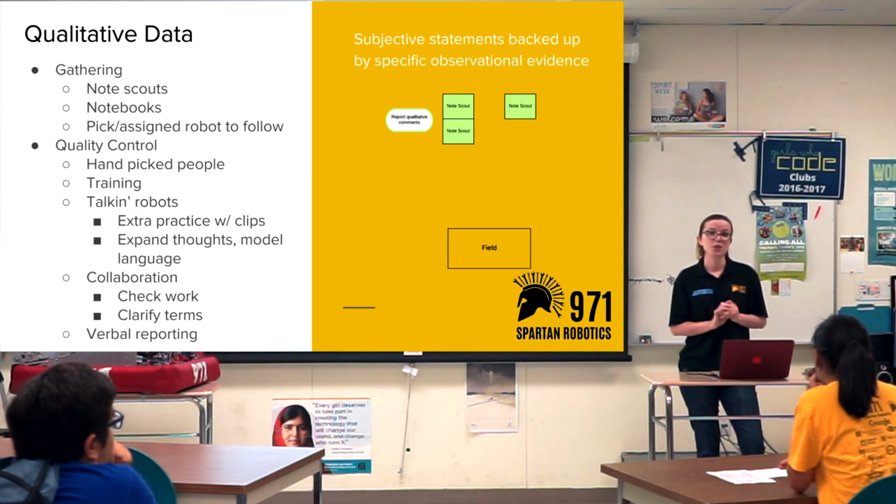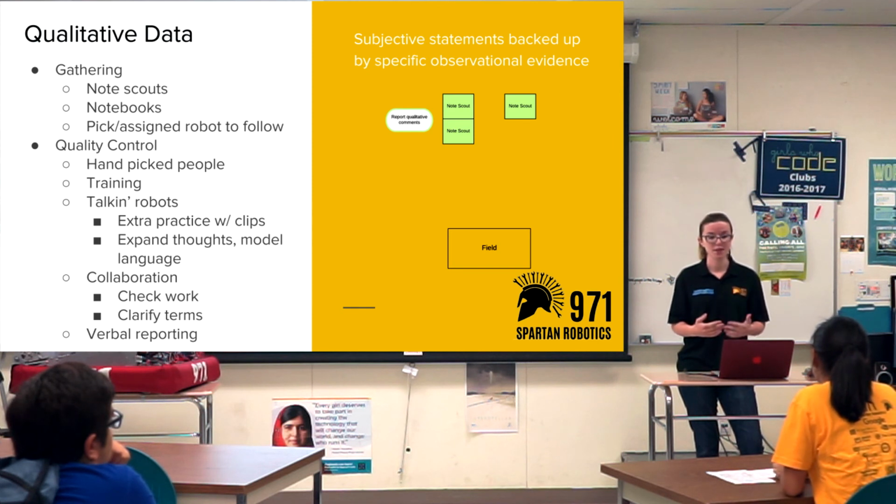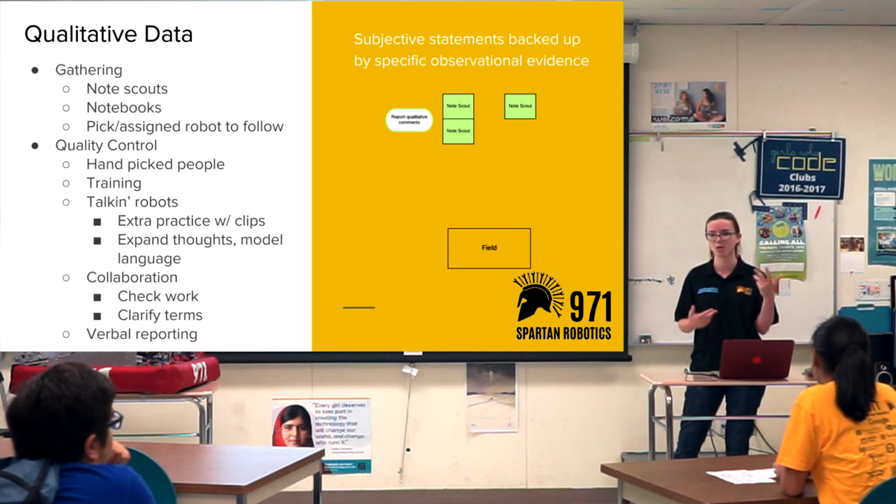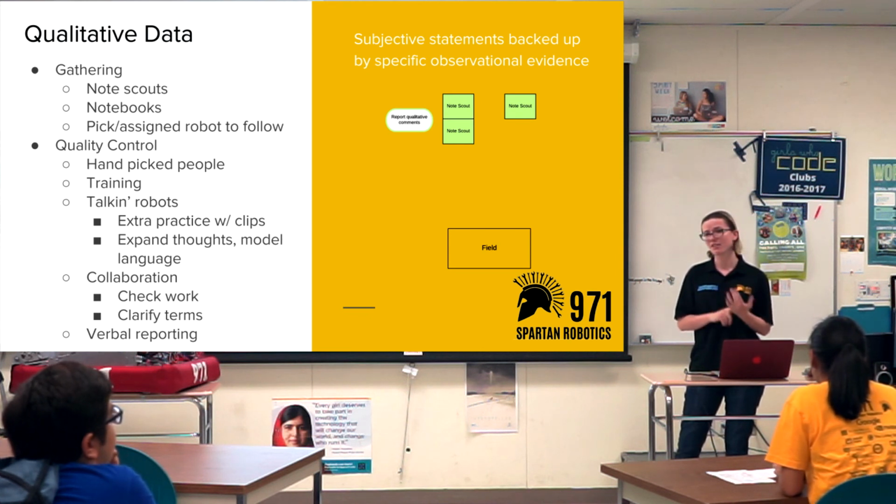Qualitative data should not be gathered in isolation. It should be gathered collaboratively. Because you want to be able to check work, you want to be able to talk robots. Be like, hey, did you see that crazy defensive move? Like, that was so smart, I'm so impressed. They're like, yeah, they really pinned that robot or whatever. It helps check work. It helps clarify terms.